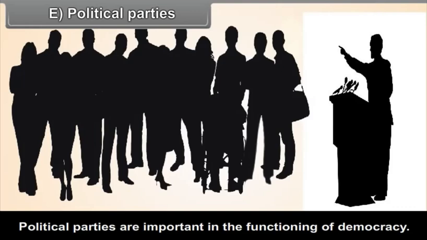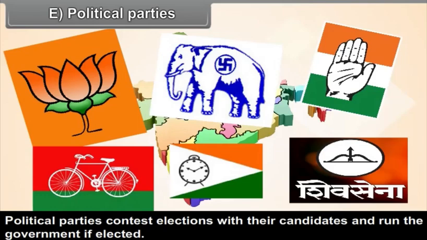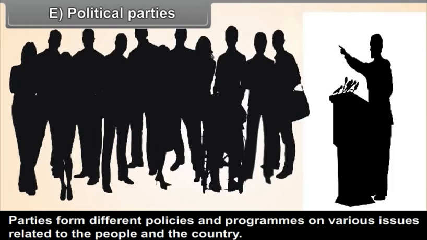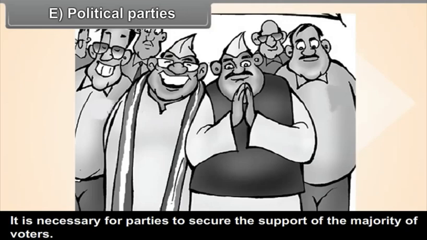E. Political parties. Political parties are important in the functioning of democracy. A political party is a group of people who share same ideas about public questions. Political parties contest elections with their candidates and run the government if elected. Parties form different policies and programs on various issues related to the people and the country. They can implement these policies after getting elected. It is necessary for parties to secure the support of the majority of voters.